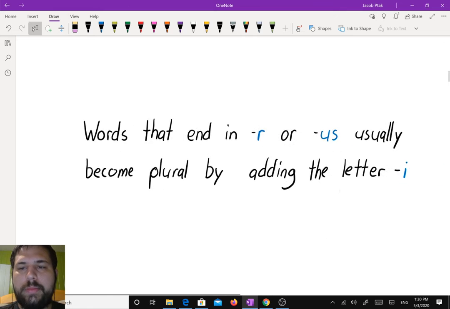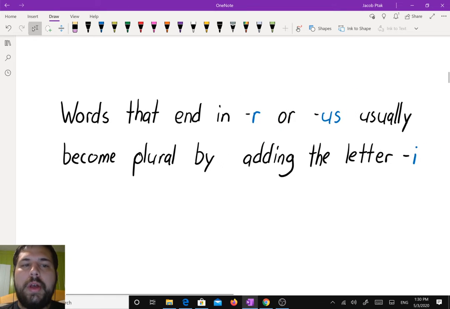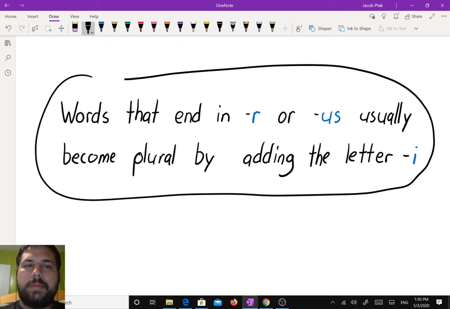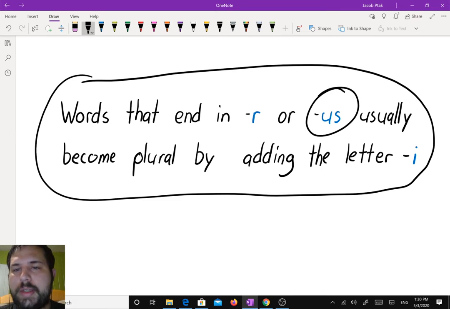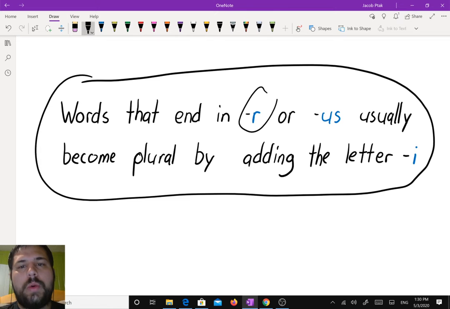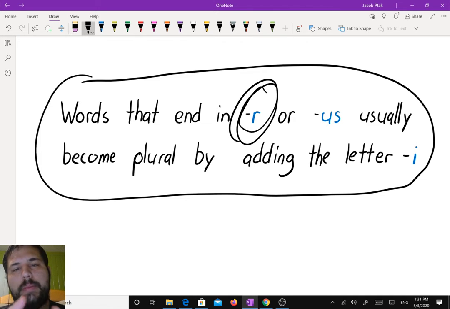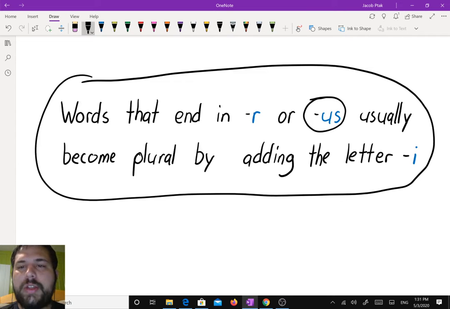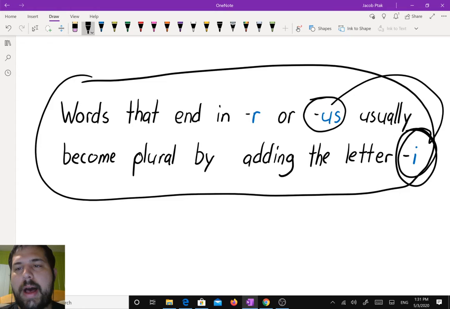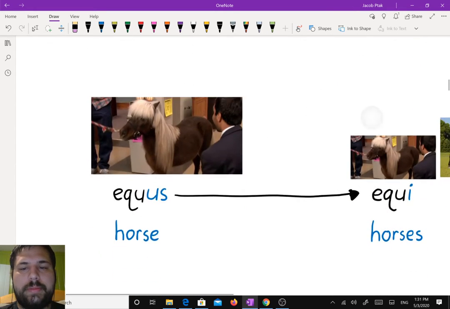Okay, so here's the rule, or summary, I guess. Words that end in R or us, the letters US, usually become plural by adding the letter I, pronounced E. So the ones that we just saw were R's. We saw puer and vir. But if it ends in a US, it will probably also follow the same rule. It will add an I. So let's look at one of those.